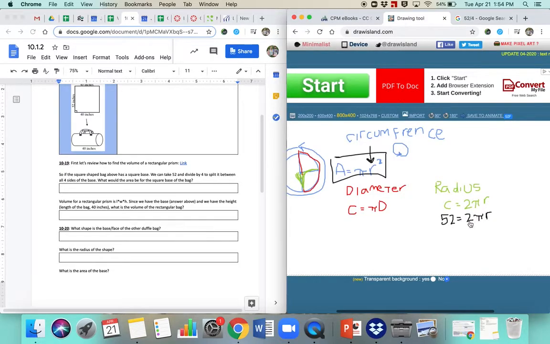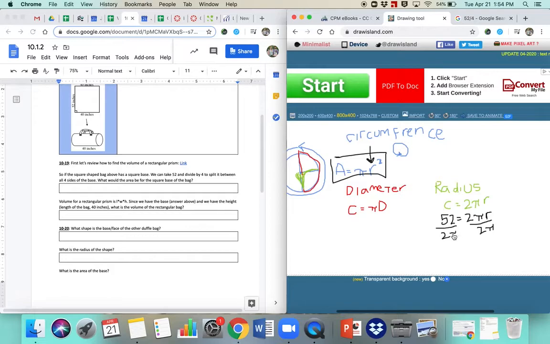So you want to get the things that are closest to r away. Because everything's right next to each other, everything's multiplying, the opposite would be to divide. So divide by 2 pi. And what you do to one side, you do to the other.